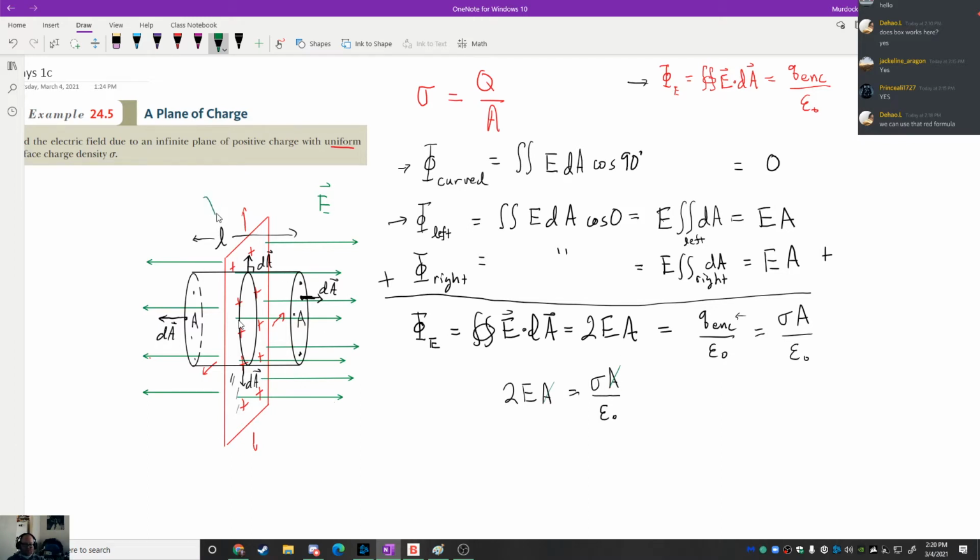You'll notice we never used the length. That did not come into play. This thing could have been as big as we wanted it to. It doesn't really matter. And the area that we did end up using in the equation just disappears from our final result. And what we end up getting is that the electric field due to an infinite plane of charge is roughly uniform near the surface, and it's equal to sigma divided by 2 epsilon naught. Look at that.